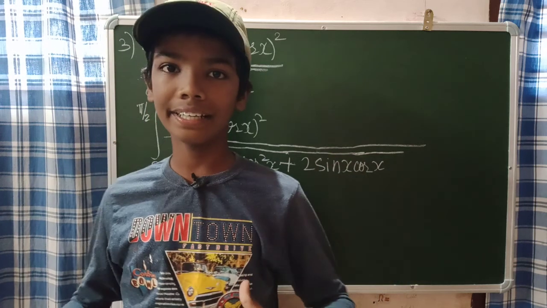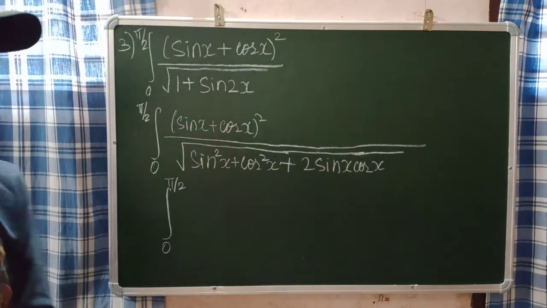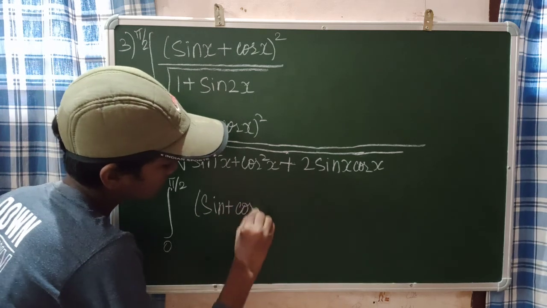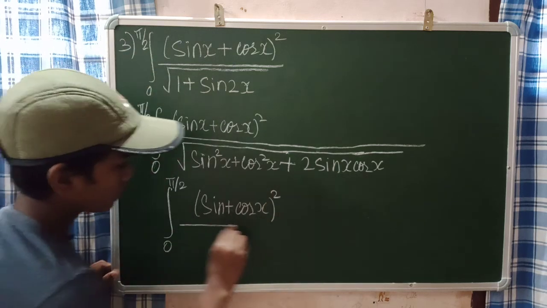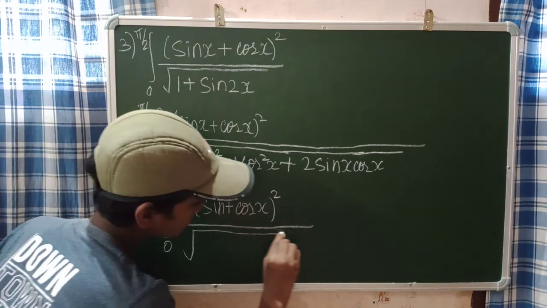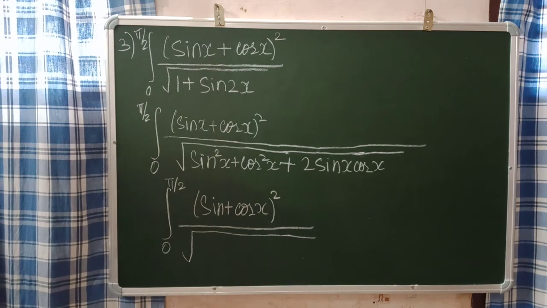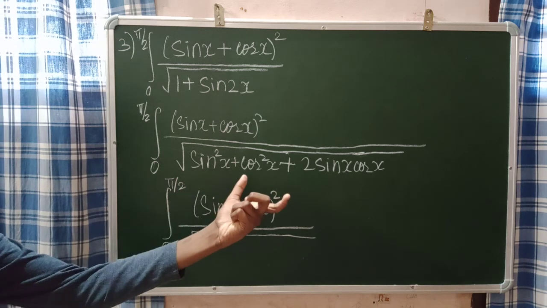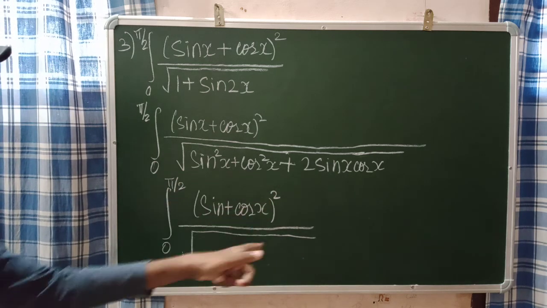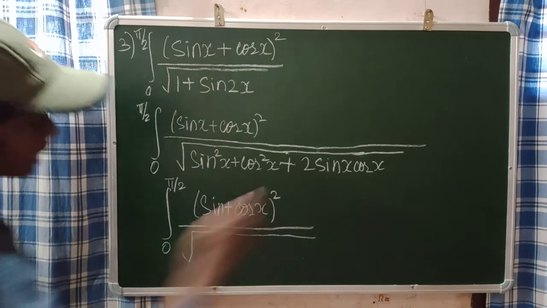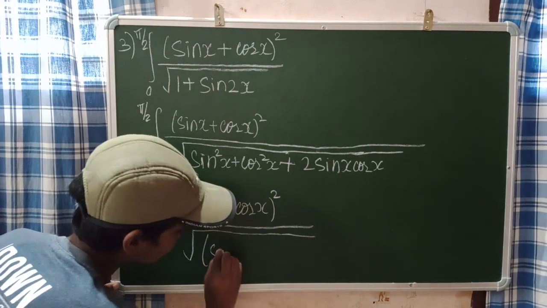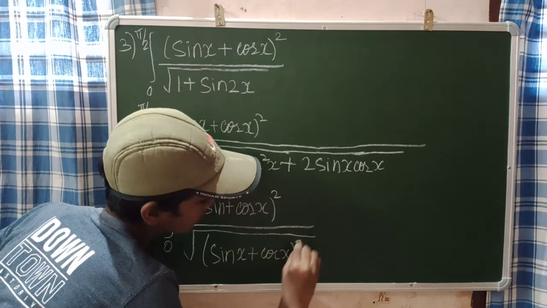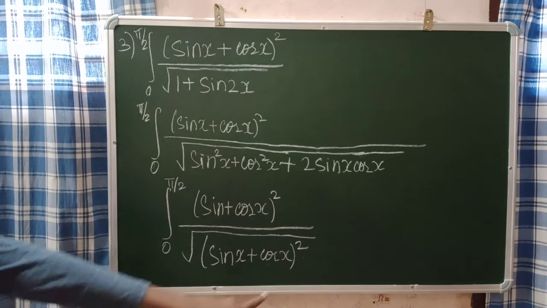How I am making this integral easier, that is the beauty of integration. So in the numerator I have sin x plus cos x whole square, divided by root of sin square x plus cos square x plus 2 sin x cos x, which is a square plus b square plus 2ab, which is a plus b whole square. What is your a? Sin x. What is your b? Cos x. Because sin x plus cos x whole square only will give us sin square x plus cos square x plus 2 sin x cos x.